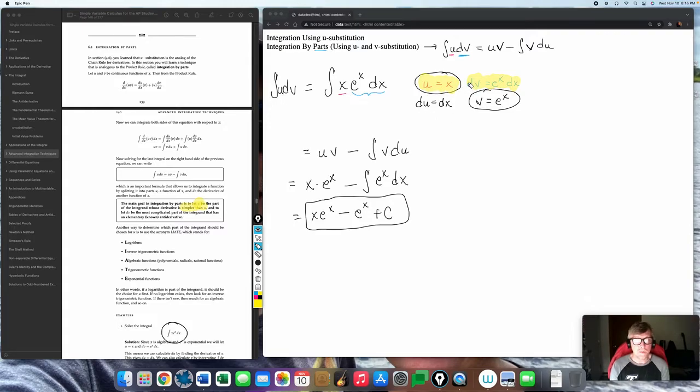Then we want the most complicated part of that integral that we can do an antiderivative of. And maybe that requires U-substitution, right? We might have to do a U-substitution here, right? Okay.